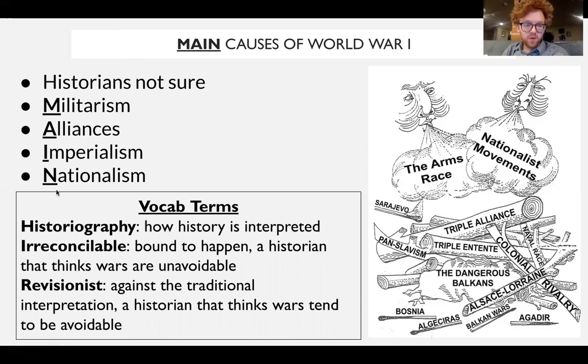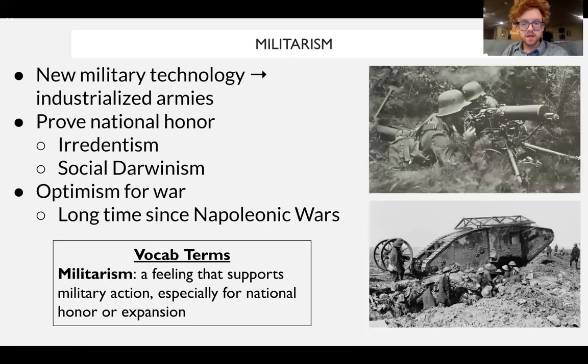So we have these 4 long-term causes, and I'm going to explain what each of them mean in the coming slides. But you can tell by this cartoon right here, we have different logs on what will become a fire. We only need a spark to set it all off, and we'll see what that spark is in a second. But let's first look at militarism and what that's all about.